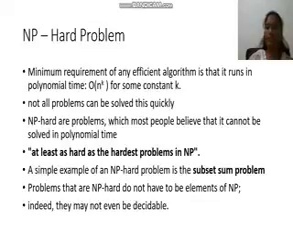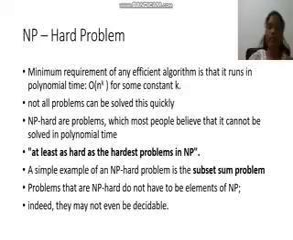Now we have seen what NP problems are: they can be easily verified in polynomial time. The NP hard problem is defined as being at least as hard as the hardest problem in NP. An example of an NP hard problem can be the subset sum problem.